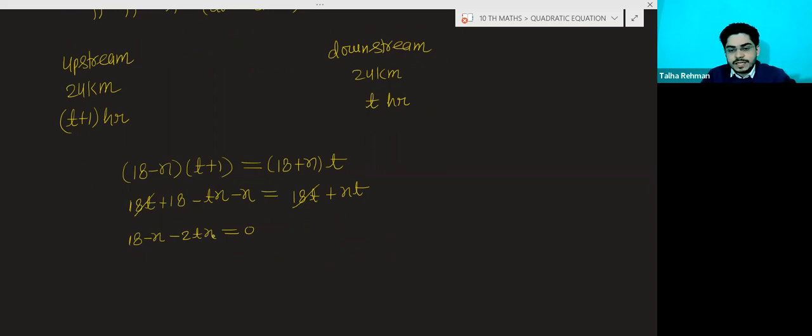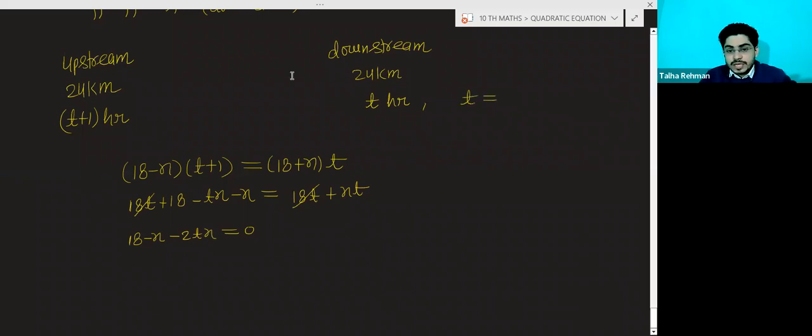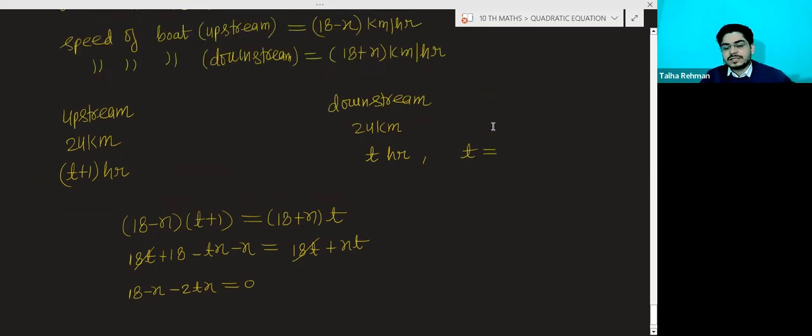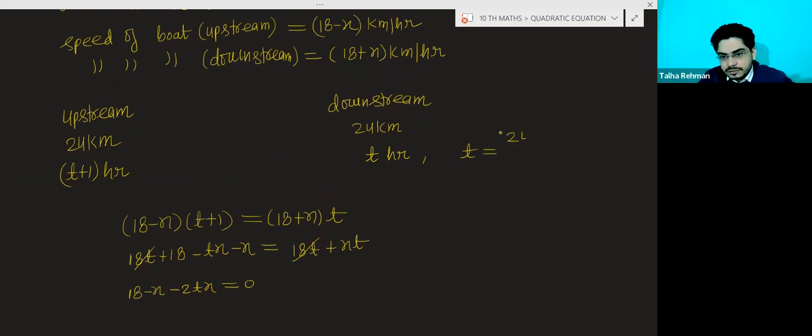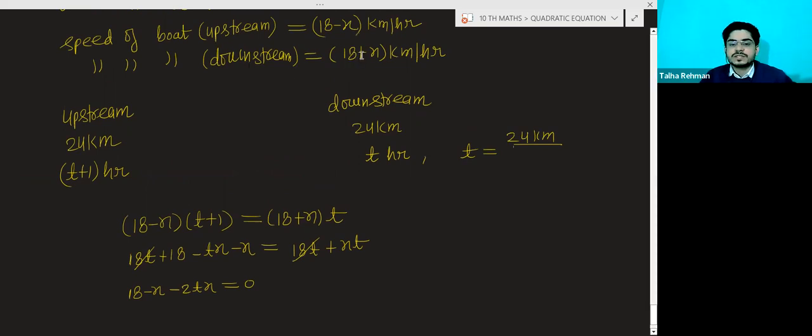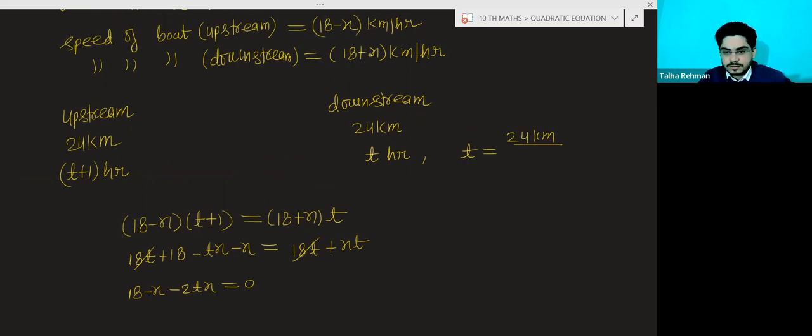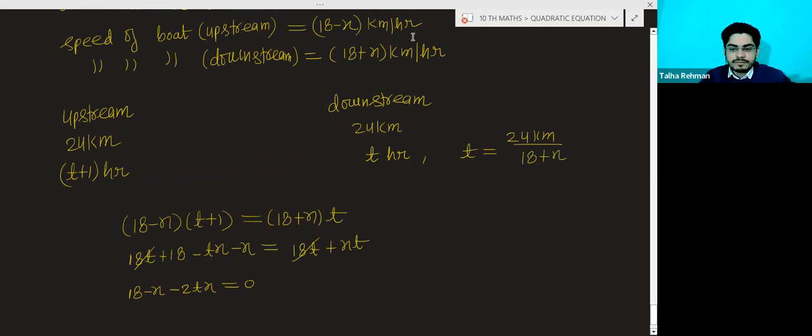So t, how can we find t? Time is equal to distance upon speed. So time t for the downstream. What is that time? Time is equal to distance covered, 24 kilometer, divided by the speed. Speed for the downstream is 18 plus x. So we have the value of t, and we can put this value of t here.